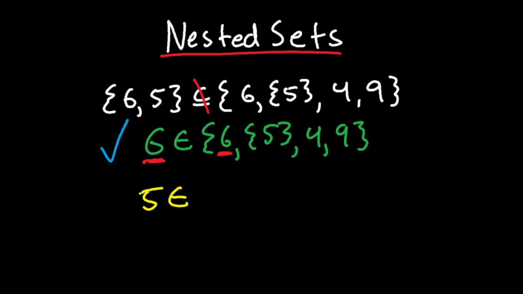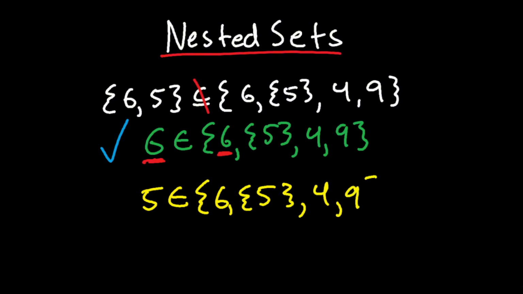Is this 5 an element of this guy right here? All right, is it? Well, it's not. Why is that? Remember what I said in the first problem I showed you in this video. 5 is an element. The set {5} is also an element. Are these two equivalent? Is 5 equivalent to the set {5}? It's not. 5 is not equivalent to the set {5}, okay?